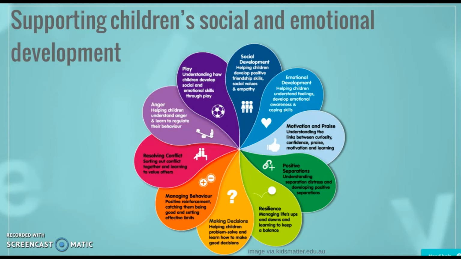Next one is emotional development. This one involves learning what feelings and emotions are. It is understanding how and why they happen. It is also recognizing one's feelings and those of others, and developing effective ways of managing them. We can provide effective support for children's emotional development by paying attention to their feelings and noticing how they manage them. So the next thing I'm going to talk about is motivation and praise.